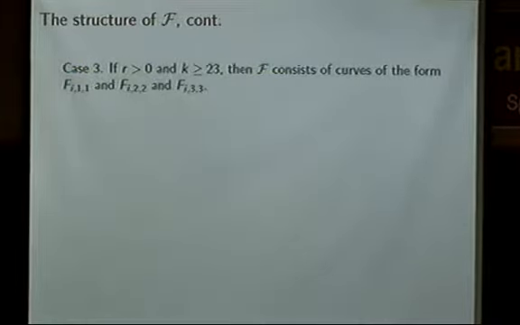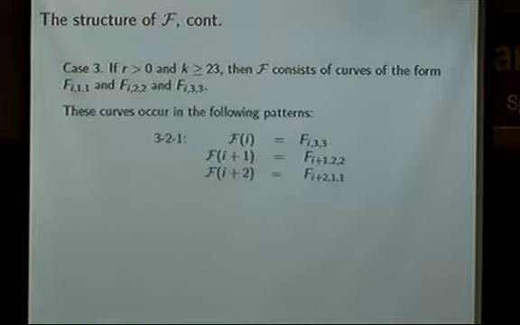What about the last case? Okay, so now we have J doesn't divide n, and k equals 2, not k greater than or equal to 3. I apologize, that's a typo. Now it turns out that in general your family will require both 1,1 curves, 2,2 curves, and 3,3 curves. And they show up in the following patterns.